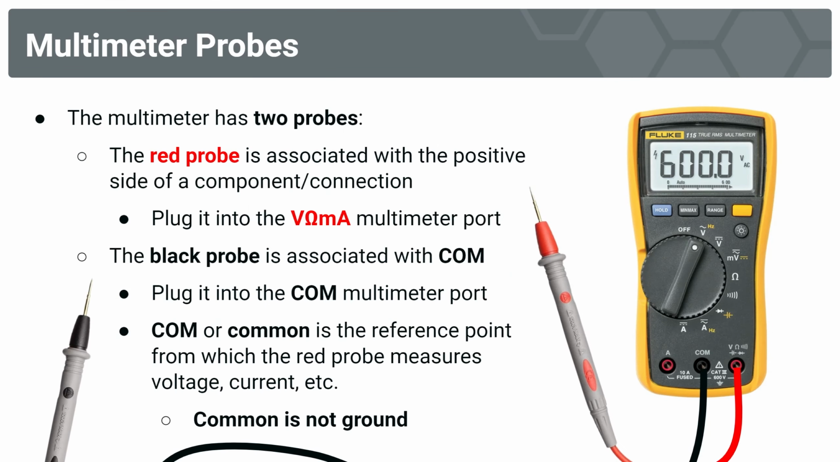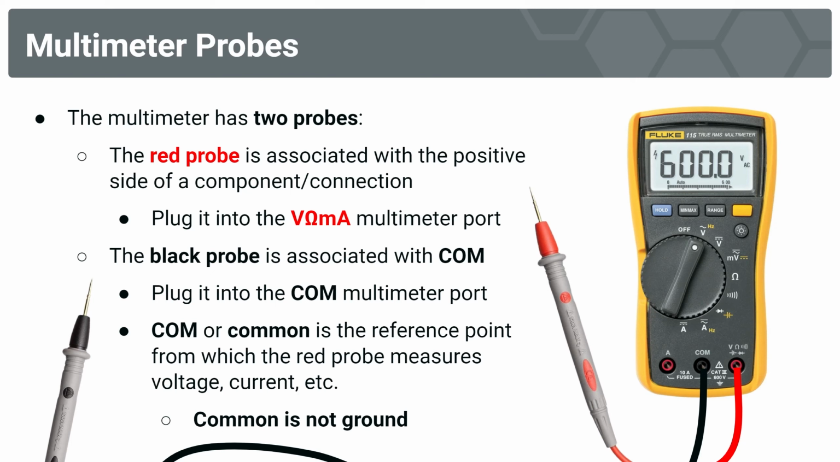Now, the multimeter has two probes which interface with the circuit. The first is the red probe, and we also have the black probe. Now, the red probe is associated with the positive side of a component or connection. And generally, you're going to plug it into the port on the digital multimeter that's labeled volts, ohms, milliamps. Now the black probe is associated with COM, and you're going to plug it into the COM multimeter port.